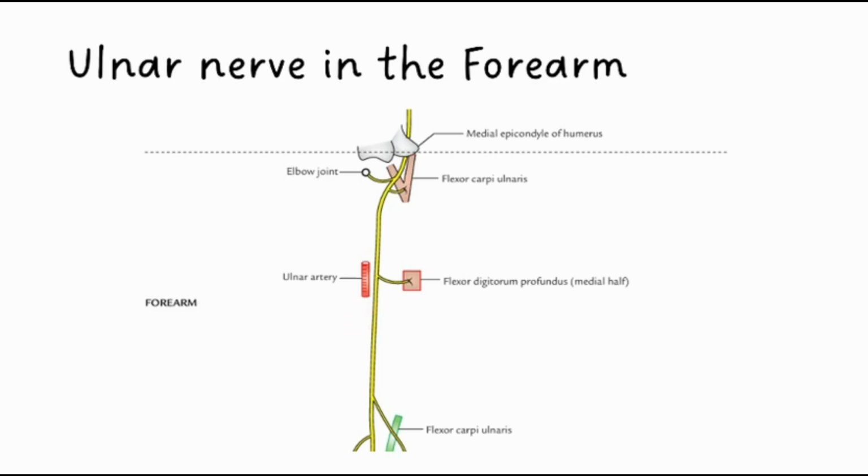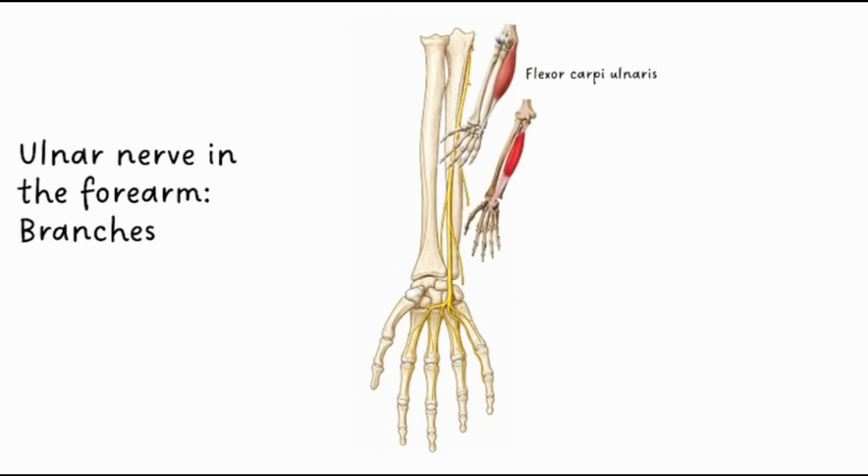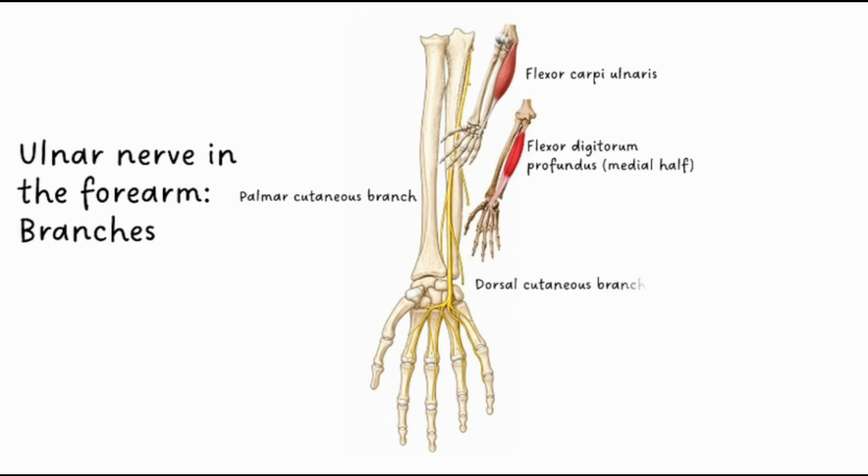The ulnar nerve does not give any branch in the axilla and in the arm, but in the forearm, it gives some branches. So let's look at what branches are given in the forearm. In the proximal part of the forearm, it gives two muscular branches: one to the flexor carpi ulnaris and one to the medial half of flexor digitorum profundus. In the mid forearm, it gives a cutaneous branch known as the palmar cutaneous branch. And in the distal forearm, about 5 centimeters proximal to the wrist, it gives the dorsal cutaneous branch.